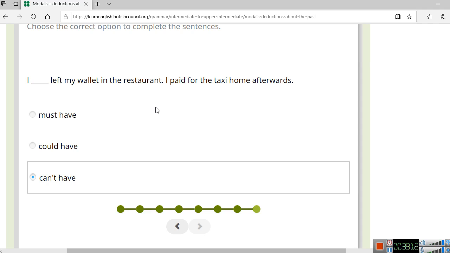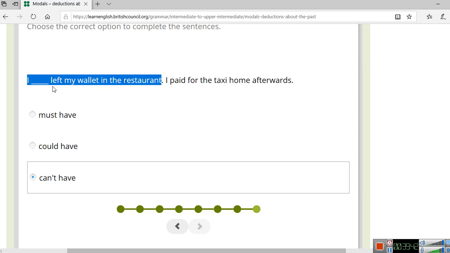Because the person paid after for the taxi, he probably had the wallet after leaving the restaurant. Yeah, that's right. Very well. Thank you, Frank. So what Frank is saying is that he's looking at this sentence in a timely manner.